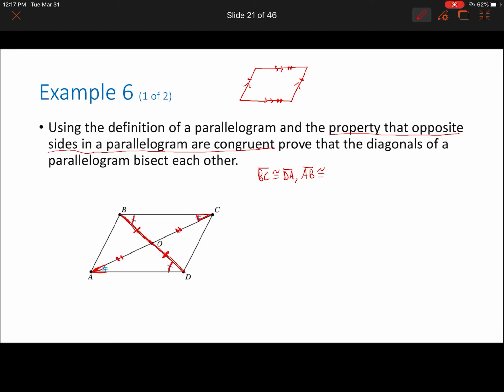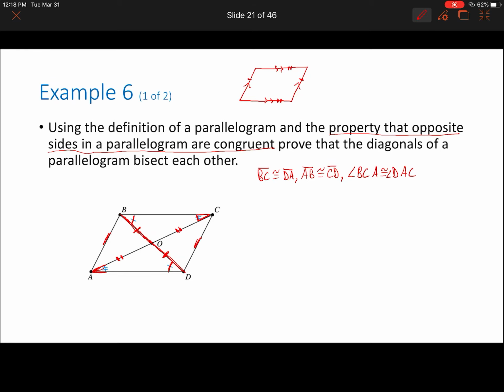So, side BC and side DA are going to be congruent. We know that, and again, that's given to us because opposite sides are congruent. We also know, because opposite sides of a parallelogram are congruent, that side AB is congruent to side CD. Again, this side and this side are congruent.